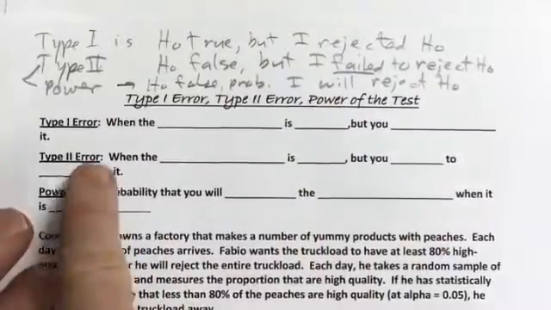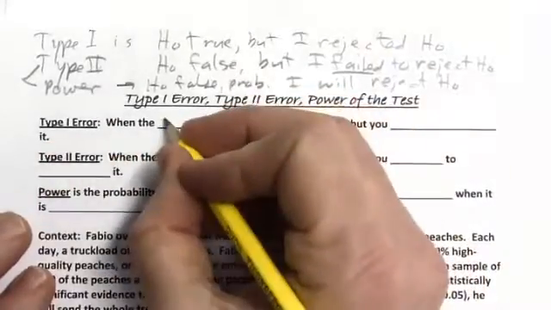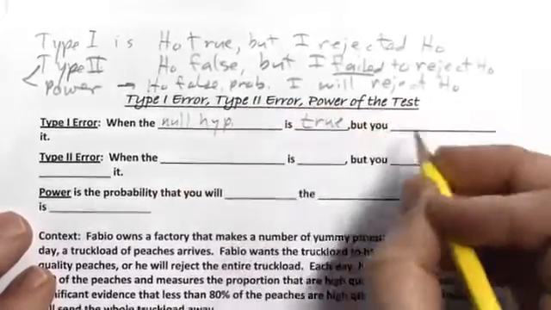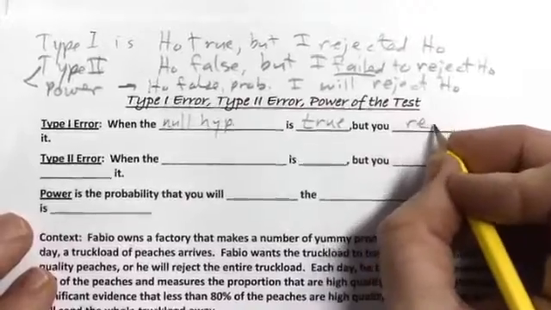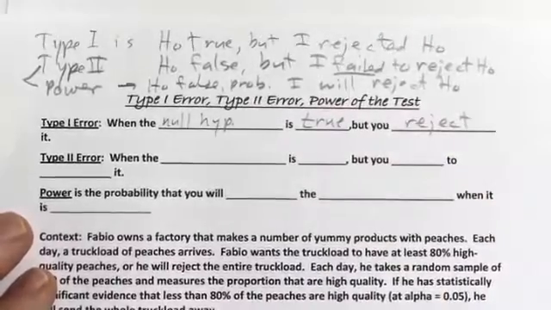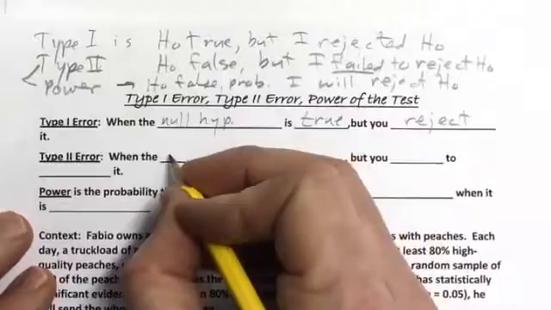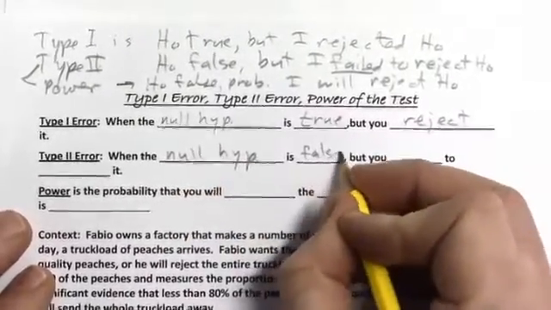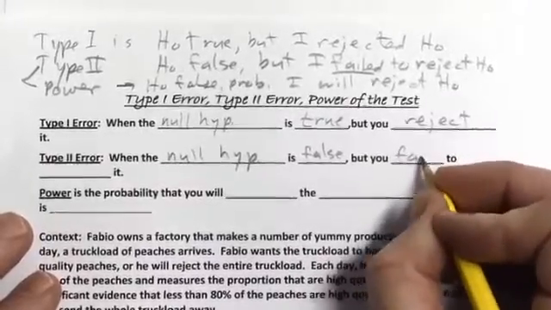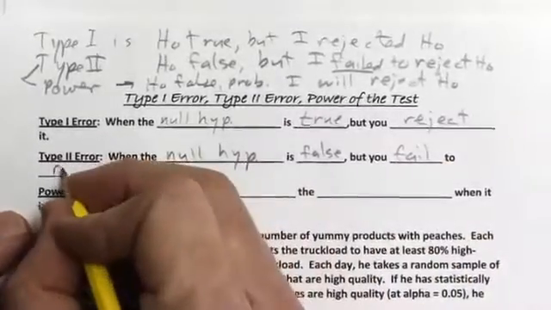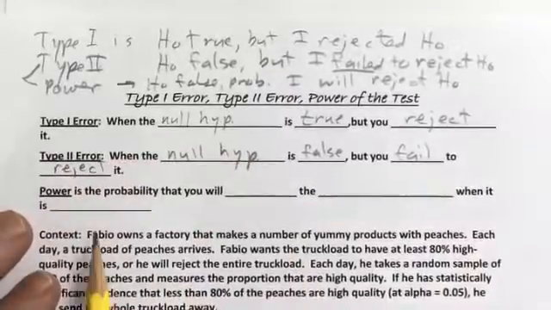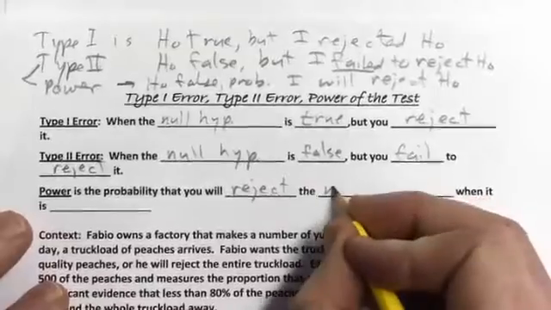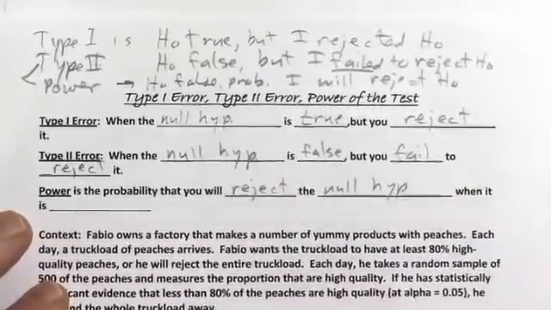So, all right. Once again, what is type 1 error? Type 1 error is when the null hypothesis is true, but you reject it. Okay, that's what type 1 error is. And type 2 error is when the null hypothesis is false, but you fail to reject it. We never accept it. We either reject or fail to reject it, as we discussed before. And then power is the probability that you will reject the null hypothesis when it is false.